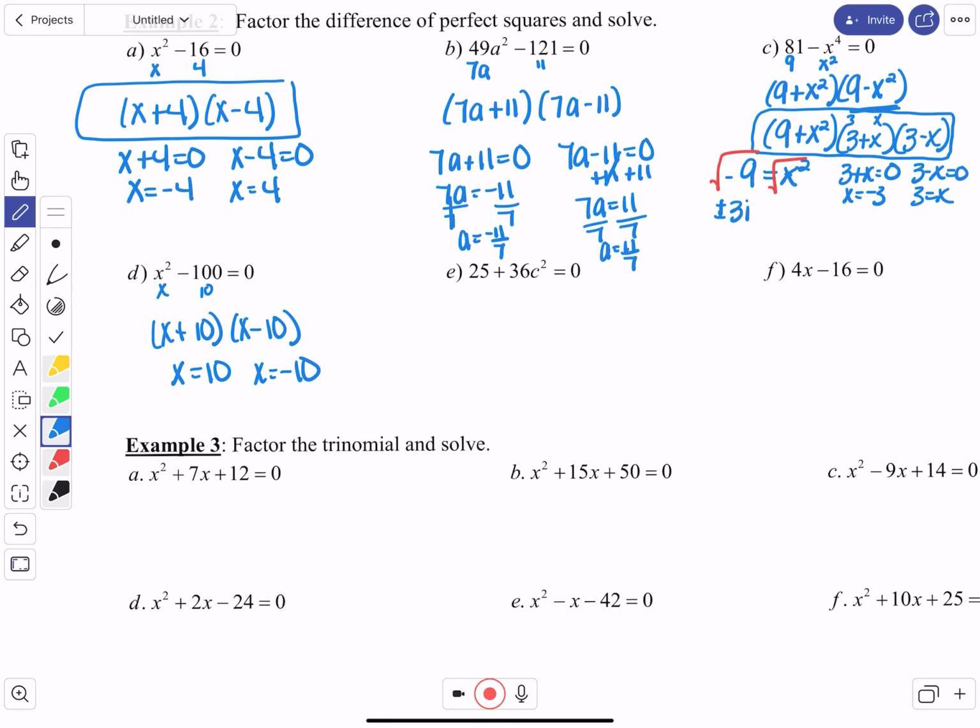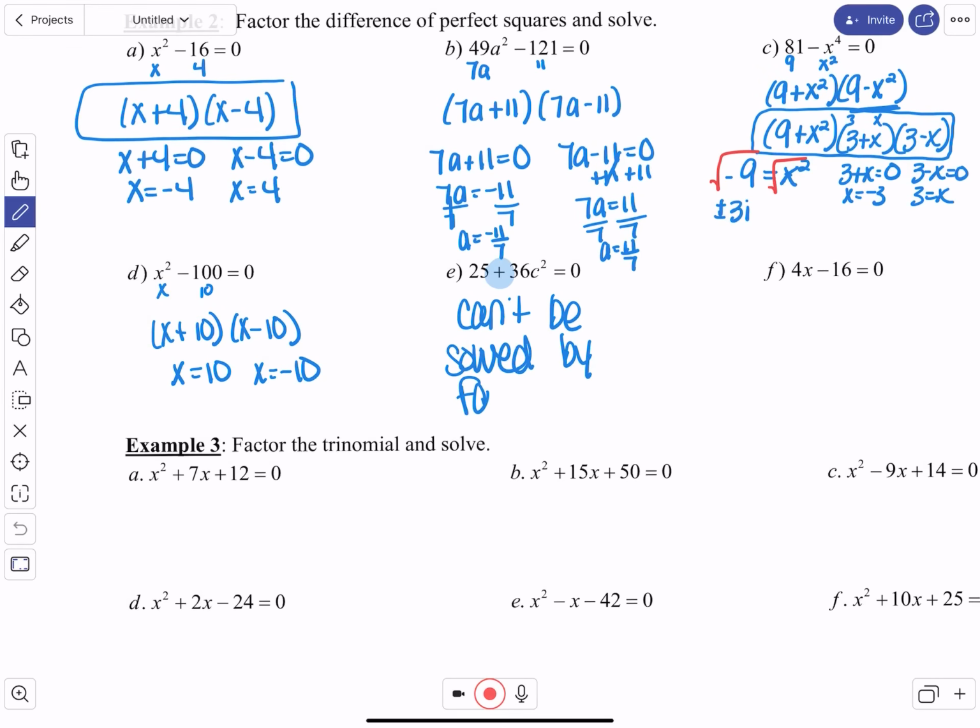Okay, on E, now be careful on E. Hopefully you didn't already solve this one if you're moving along pretty fast. Notice on E, it's a plus. So this one can't be solved by factoring, or can't be factored, however you would say that, because it's not a minus. It can only be a difference of squares.